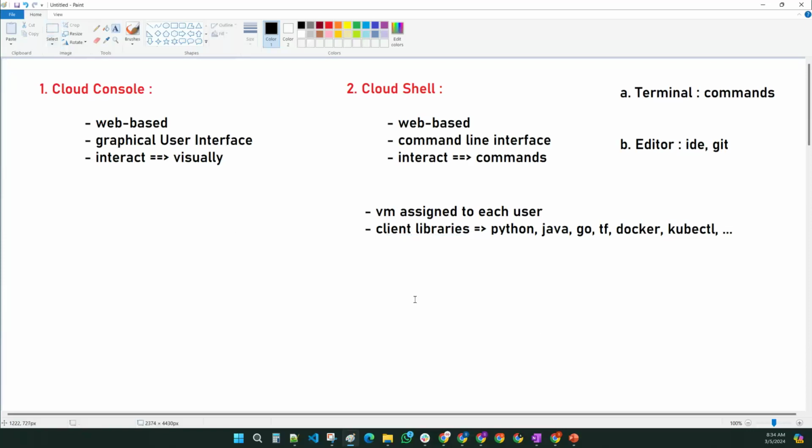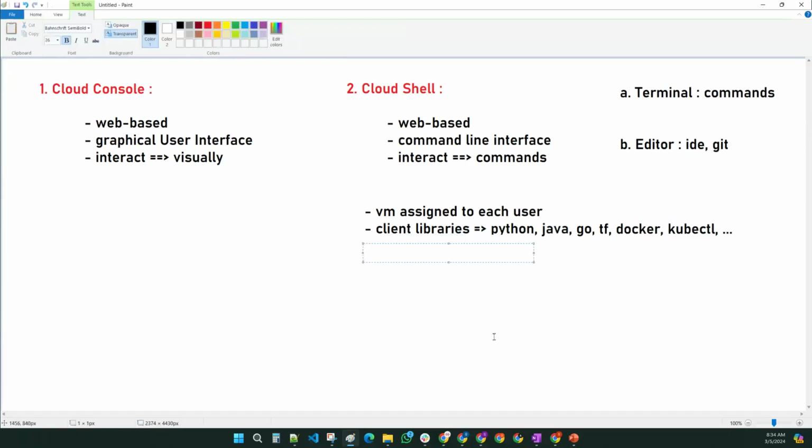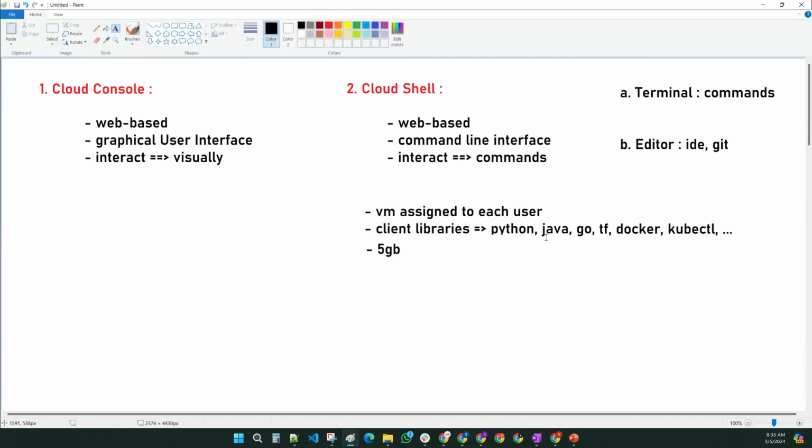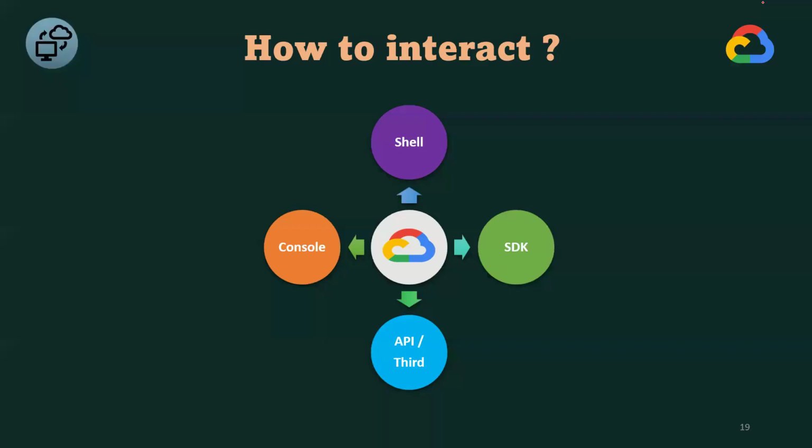That's perfect. Now tell me, sir, you are saying it is a virtual machine. What is the storage of the virtual machine? 5 GB. So this is the storage of that particular virtual machine, and as I told you, it comes with pre-installed client libraries. You can go here.